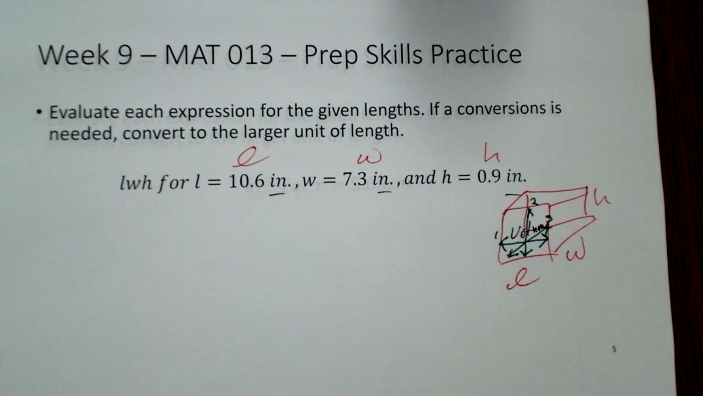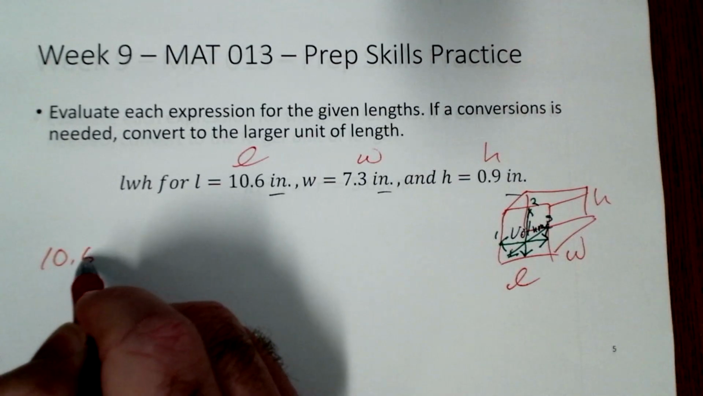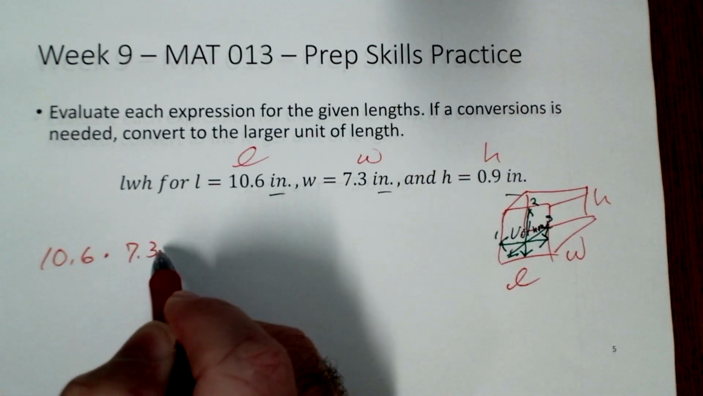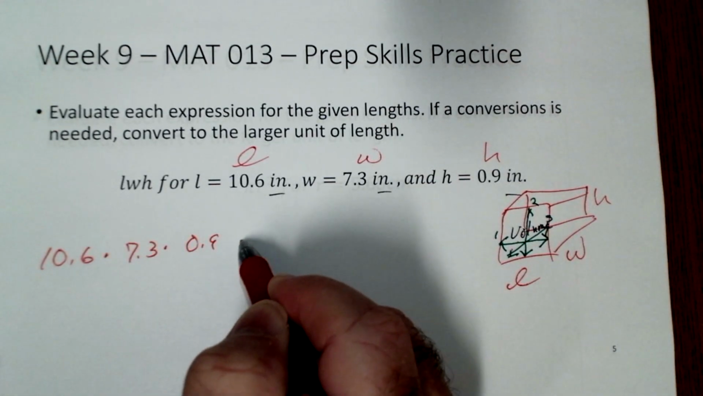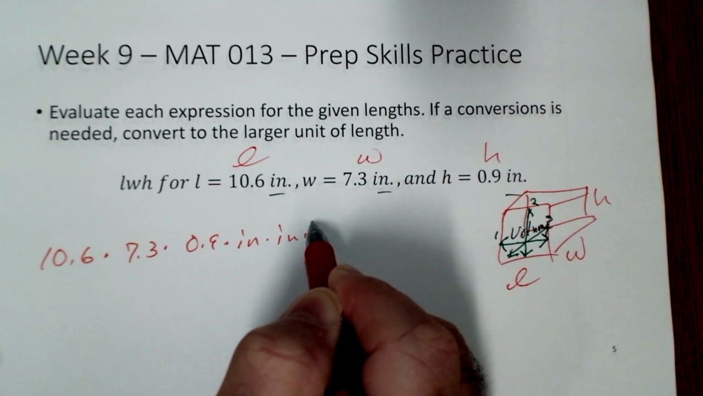That's another way of explaining why the inside of a three-dimensional shape has, well, three dimensions. Okay, so here we're just going to multiply. We're going to go 10.6 times 7.3 times 0.9, and then we have inches times inches times inches.